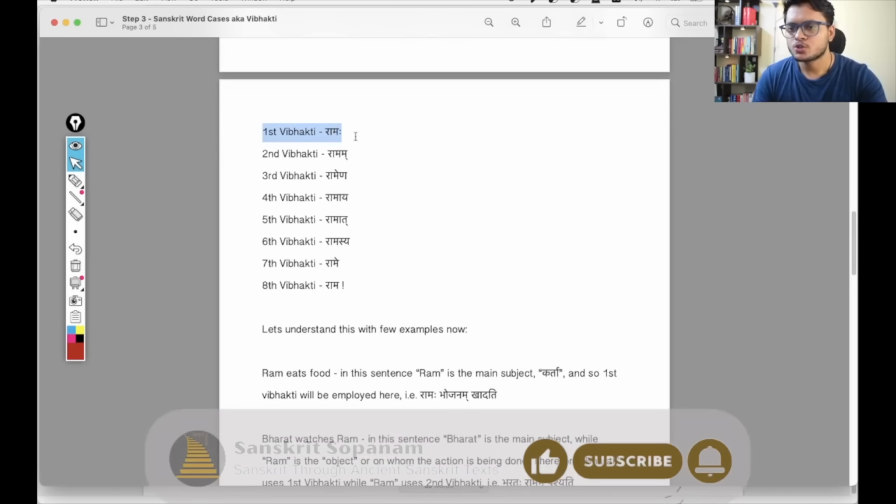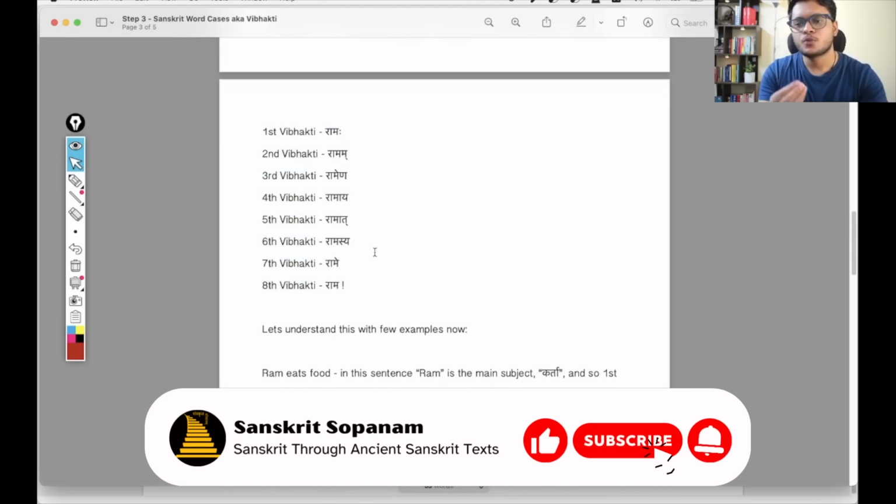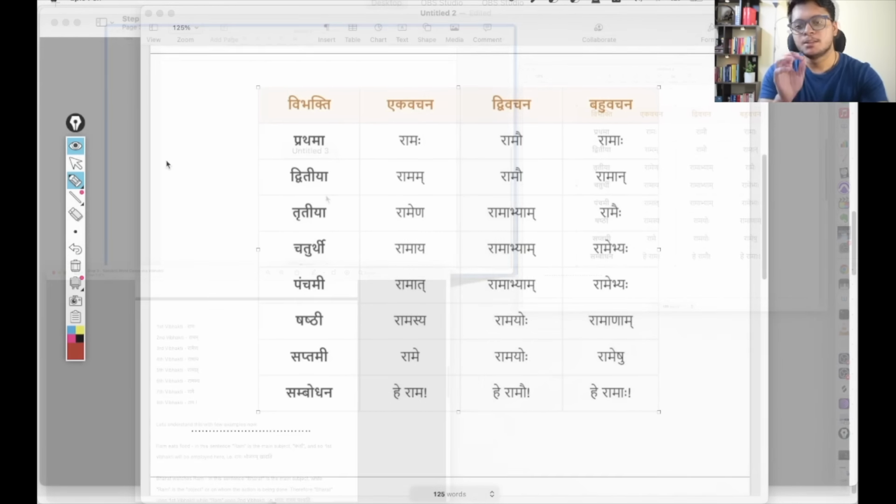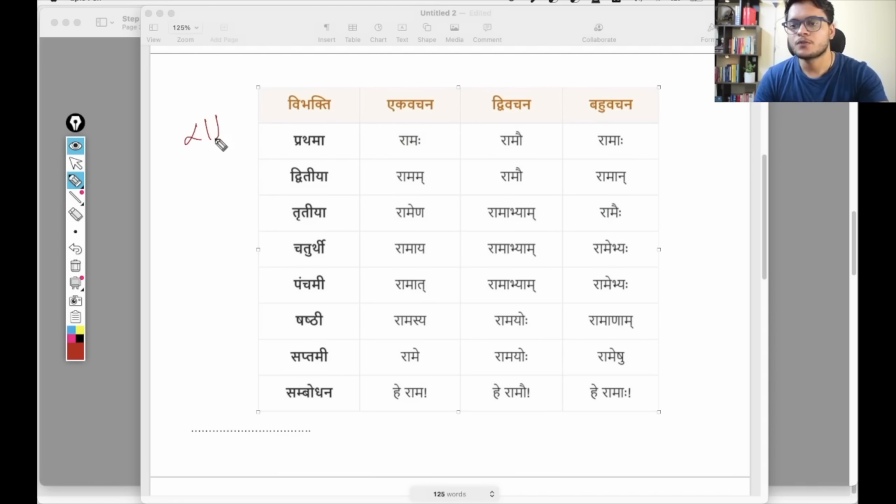Now, you already saw the different word forms for Ram. Ramaha, Ramam, Ramena, Ramaya, Ramat, everything. But these are only singular forms, Ekvachan forms. This is all the different word forms for the base word Ram. So these are all the Vibhakti, and these are singular, dual, plural, and these are all the different word forms for Ram. Okay, and this table is exactly what we were made to memorize in school. Ramaha, Ramau, Ramaha, Ramam, Ramau, Raman, Ramena, Ramabhyam, so on.